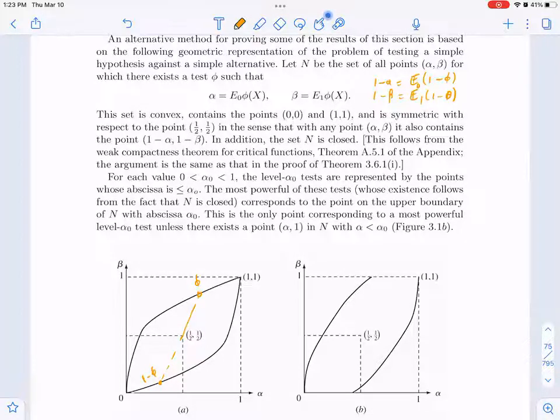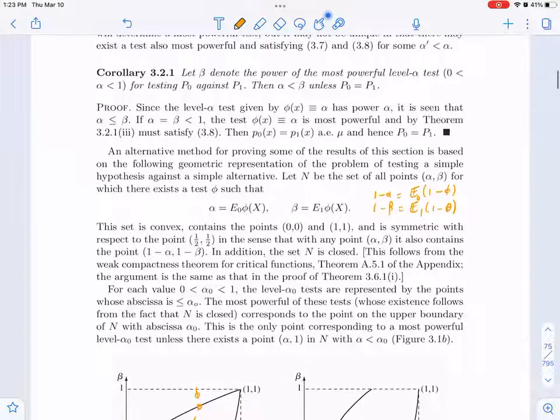Yeah, so these tests are randomized tests. So phi's are maps from x to [0, 1]. A test, or in this book they're called critical functions, Keener calls them test functions. So a test function is just generally something that maps your data to [0, 1]. As I mentioned, this is interpreted as the probability of rejecting the null.